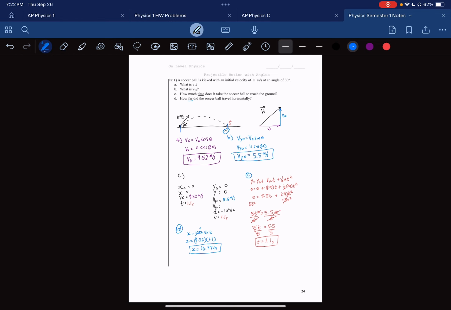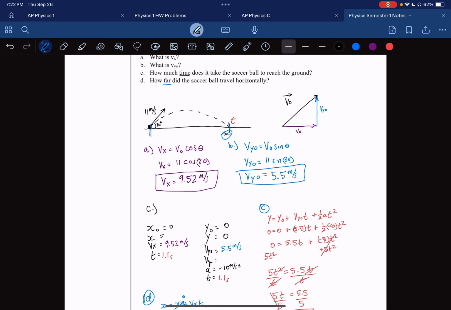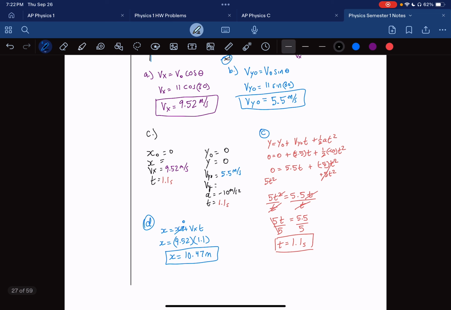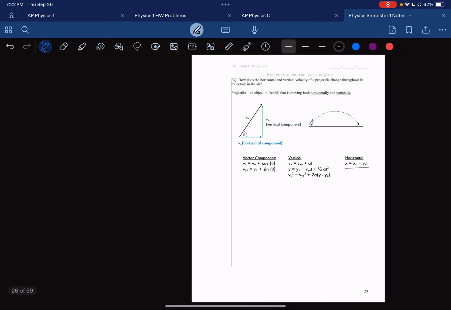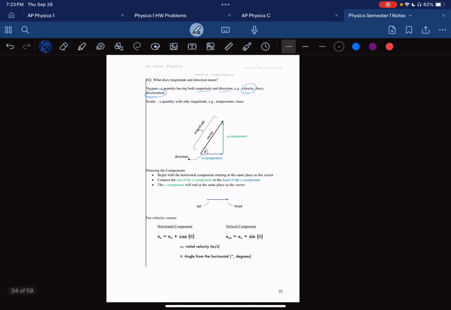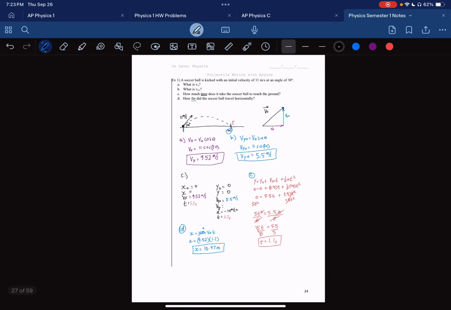That's it. That's projectile motion with angles. So the basic part here is we've done C and D many times by now. The part we just have to do at the beginning is A and B, which was our previous lesson right here. That's it.